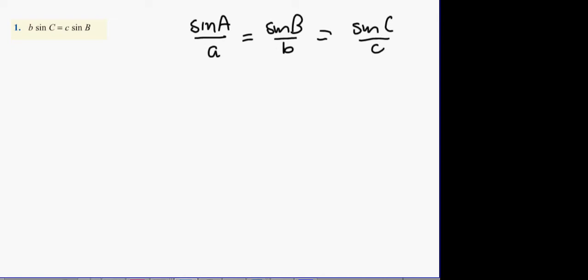Now, if you look at this here, there's no A's whatsoever, so the A's can disappear. This is the sine rule. Bring up the B, bring up the C, and what you end up with is C sine B equals B sine C. And that's exactly what we have here. Proven. Okay? So that's number 1.